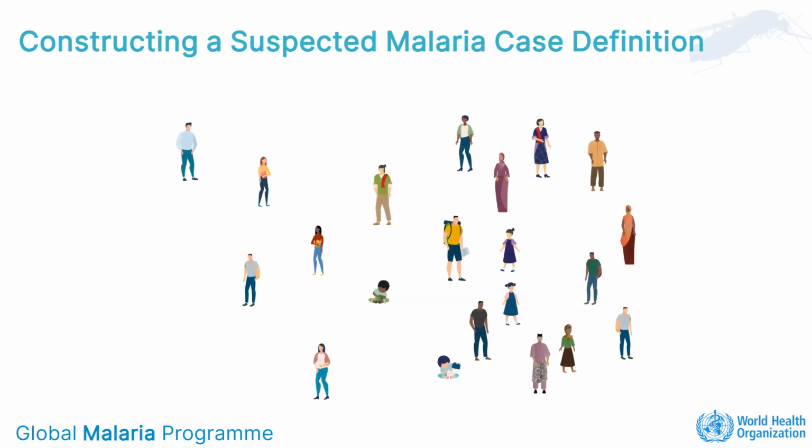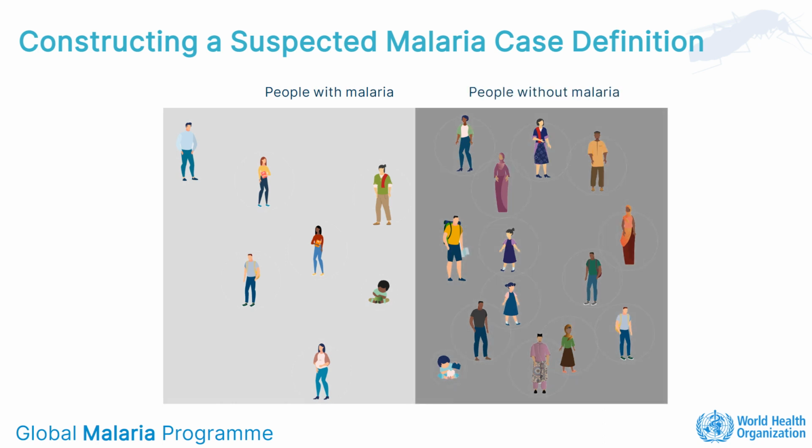Let's review how the sensitivity and specificity of a case definition can change the number of tests that are conducted and the likelihood that positive malaria cases will be found. This slide shows people who have come to a clinic because they are feeling ill. Some of these patients have malaria, but most do not.